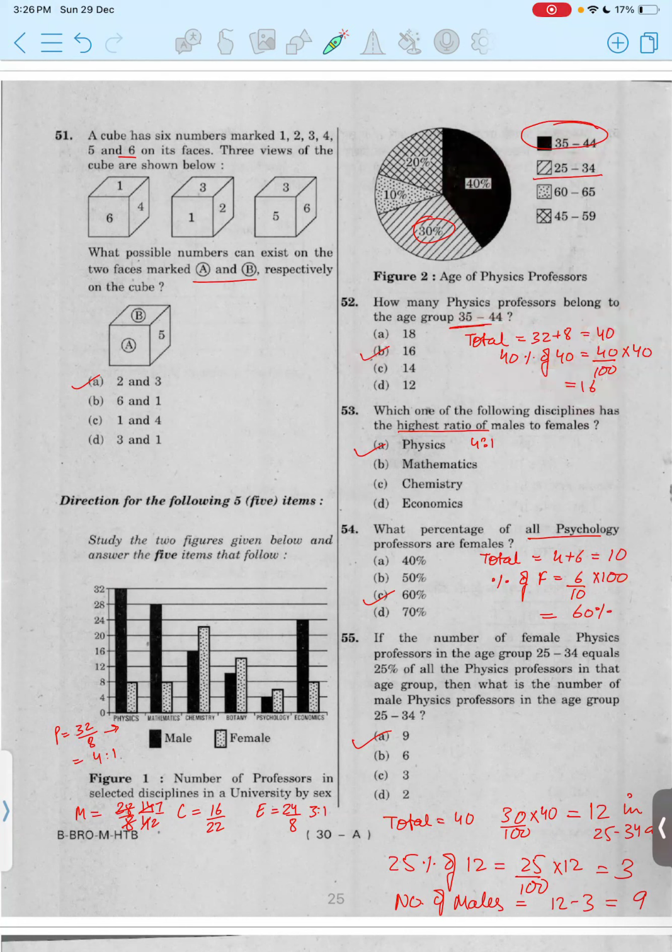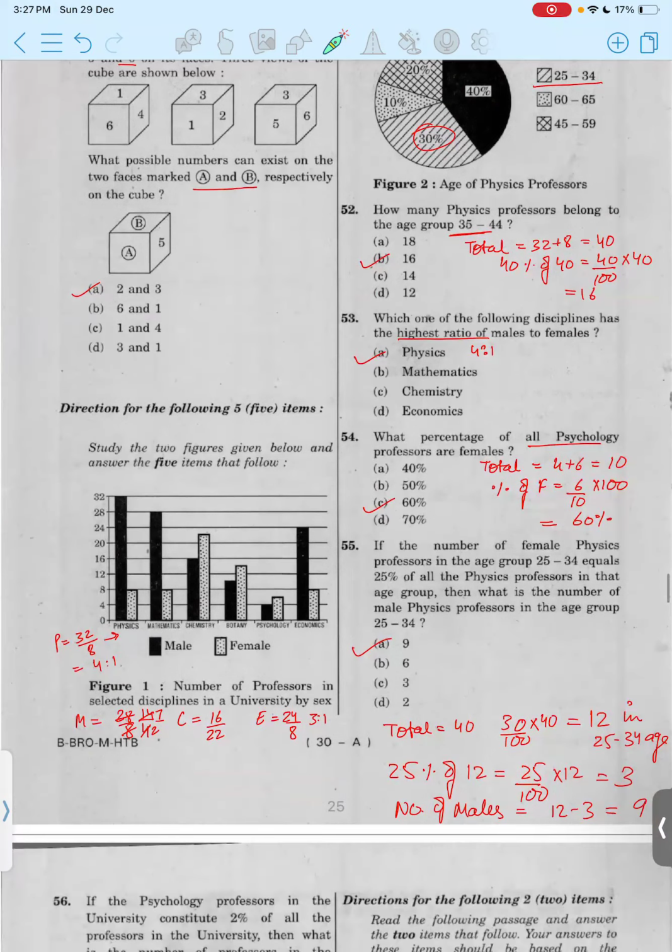In 53, which one of the following disciplines has the highest ratio of males to females? We have to calculate the ratio for each of these disciplines. First, we'll calculate the total value of both males and females for each subject, and then calculate the ratio of males to females. It will turn out to be the highest in the case of physics, which will be 4:1. If you have a look here, it would be A, which is physics, for 53.